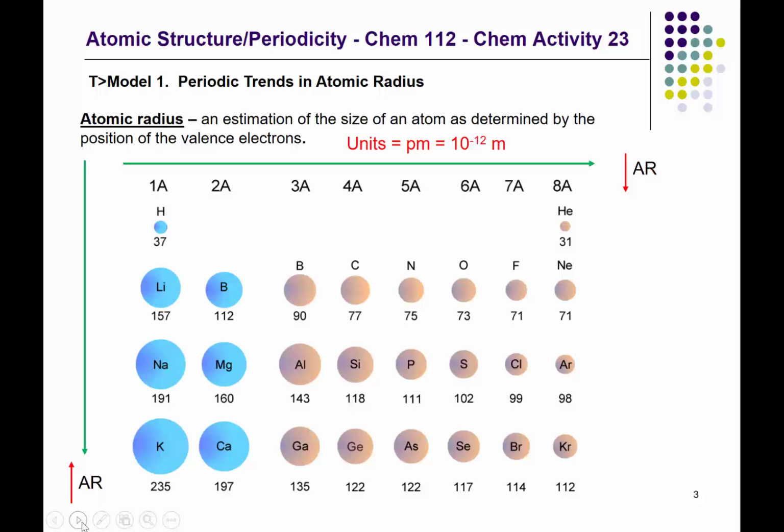So one of the things that we can ask you is to simply state what is the trend of that particular property. So again, across the periodic table, the atomic radius goes down. Down the periodic table, the atomic radius goes up.